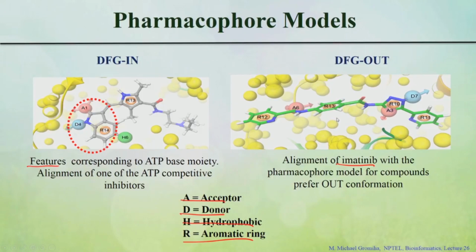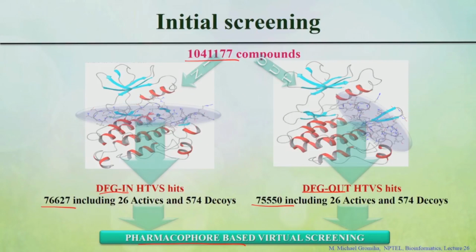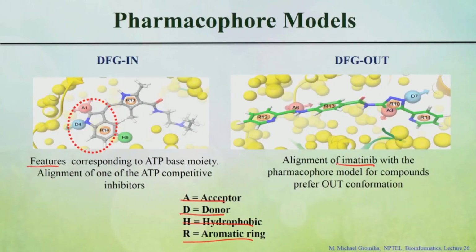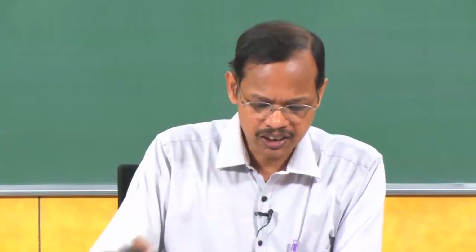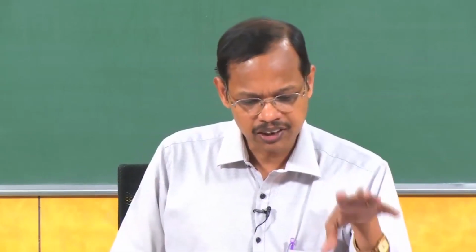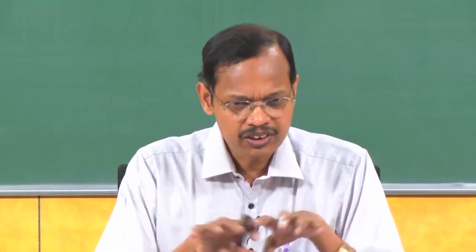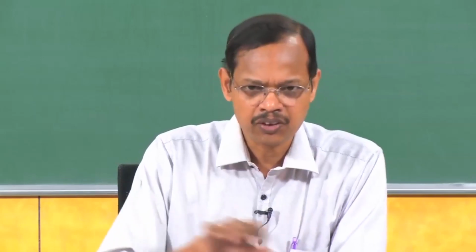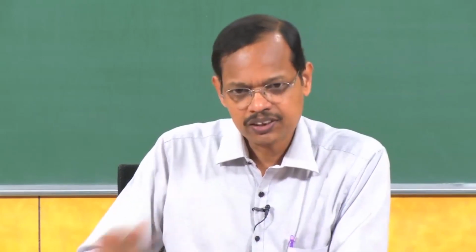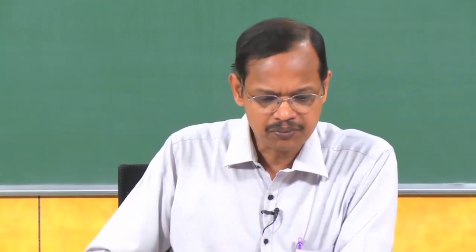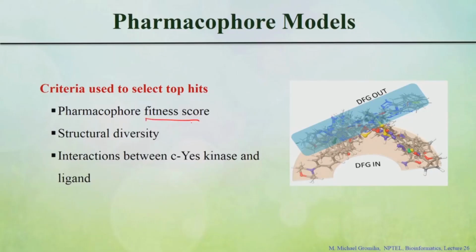So, now we have the ligands, you screen these ligands here and see which ligands fit this pharmacophore around the active site, based on the acceptors, donors, hydrophobic as well as aromatic rings. So, here also we know ATP competitive inhibitors, and here also we know the out conformation. So, how do we fit the ligands around the pharmacophore of this particular site? When you do this, we get different numbers and we can rank them using the fitness score. You can see here DFG in and DFG out. These are the ligands which fit the pharmacophore.